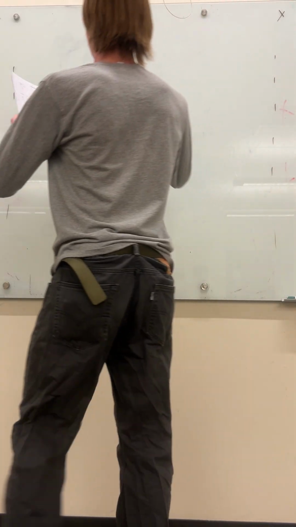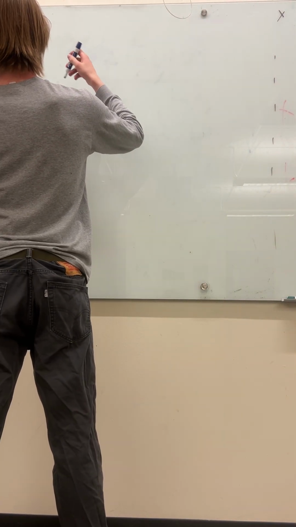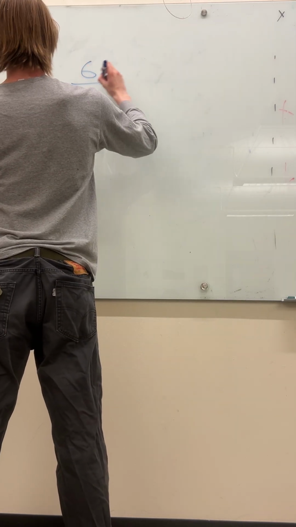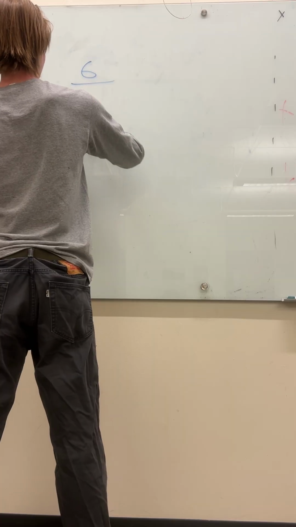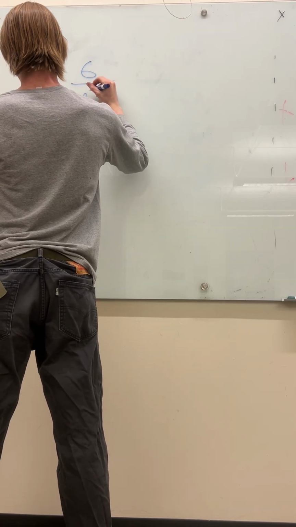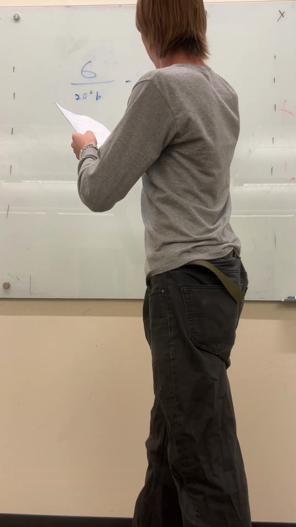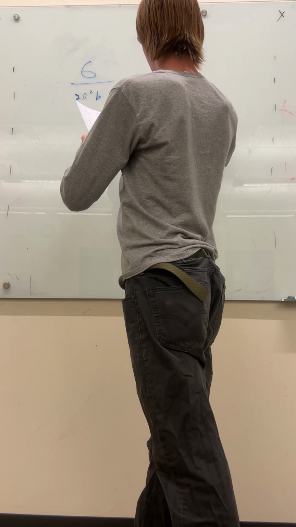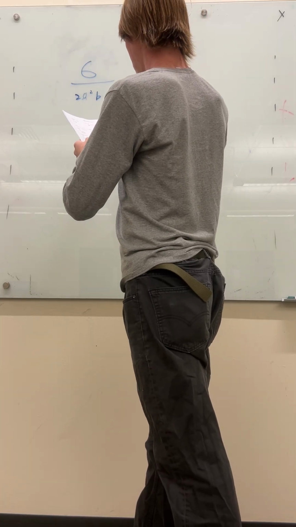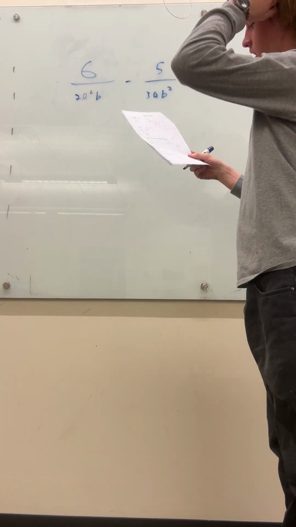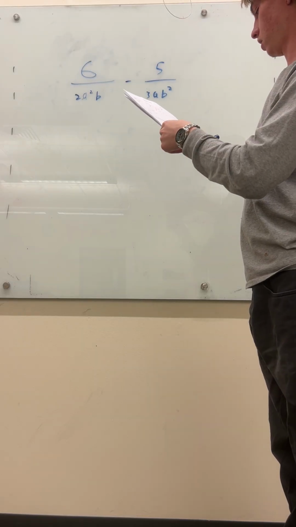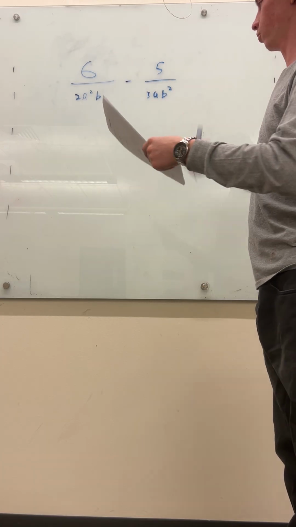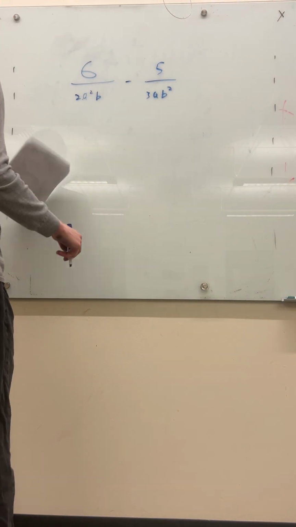Last one, subtraction of rational expressions, that's what they are. 6 over 2a, that's not a 2, come on, a squared b, minus 5 over 3a b squared. So what we're going to do, make the denominators the same, and then we're going to be able to multiply, or no, subtract the numerators. Make the denominators the same, subtract the numerators.